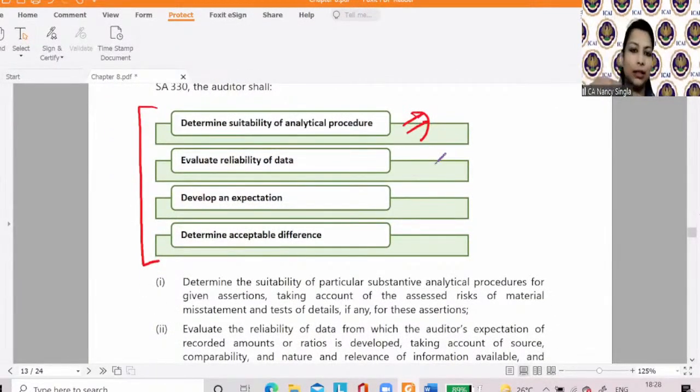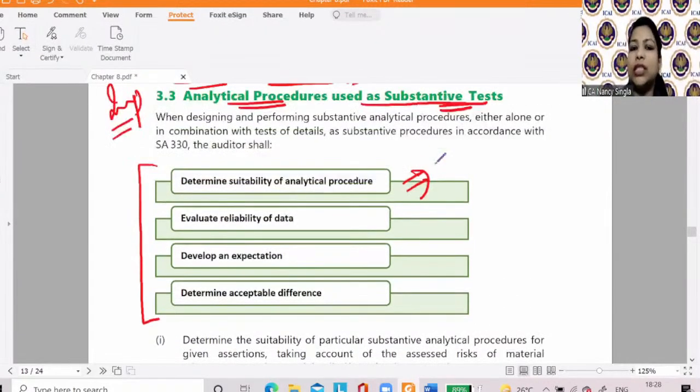I hope that differentiation between the two topics is clear. पहले वाले टॉपिक में तो he was deciding whether to apply analytical procedures or not. और इस टॉपिक में he has decided that he'll be applying analytical procedures, but when he is applying the analytical procedures, what all shall auditor do?